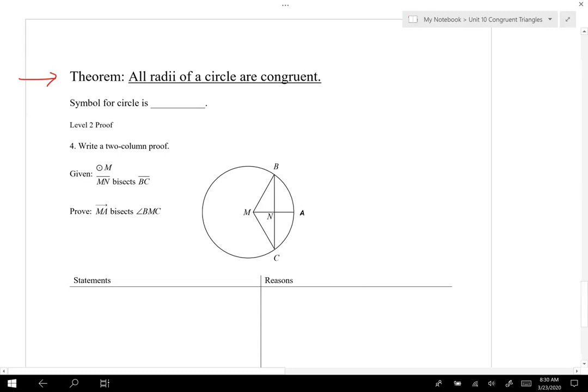By definition, here's a theorem. The radii of a circle are congruent, and I'm actually going to go a little bit more specific. Not write the word a, I'm going to write of the same circle are congruent. Okay, just to be more specific. The symbol for a circle is this, a circle with a center, like that.